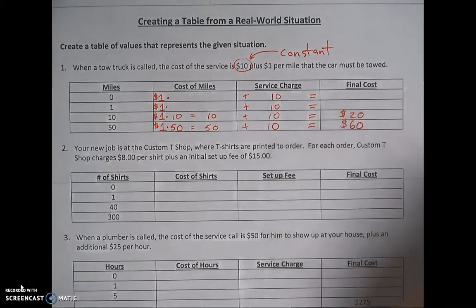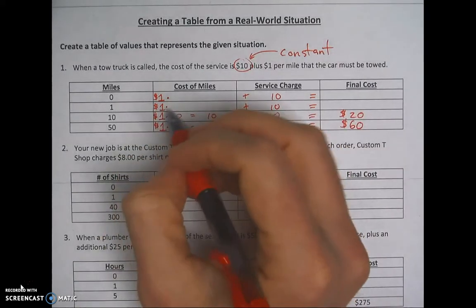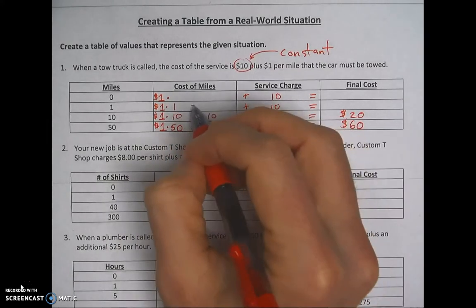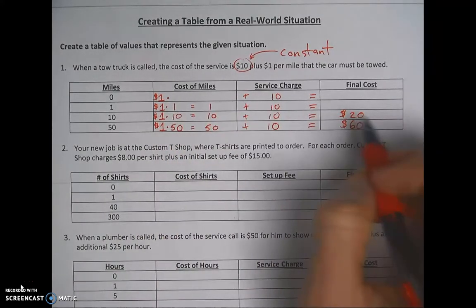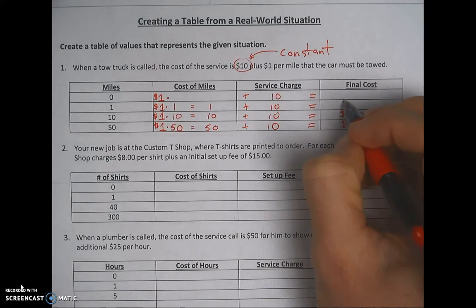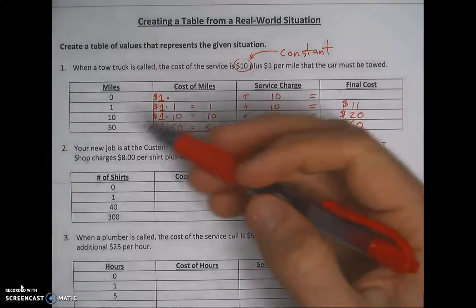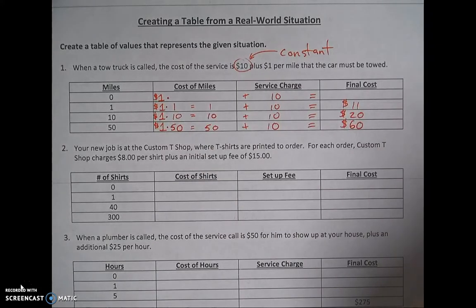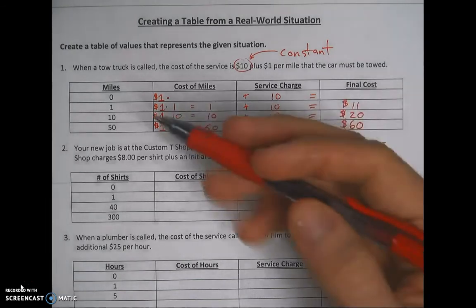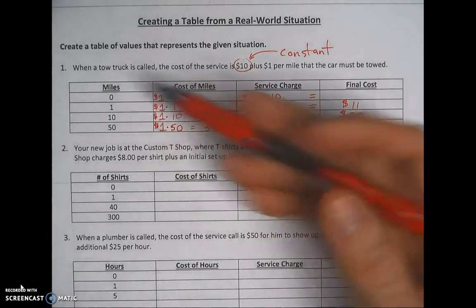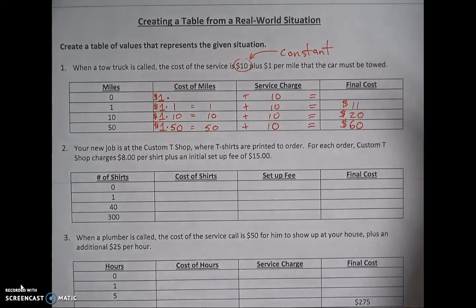That's $20 total. If I was only towed 1 mile, then I'm being charged $1 for that mile, plus the $10 service charge, so total final cost $11. And now 0 miles, and here's where some people can get a little too literal with this. We don't need to argue over whether, if I was towed 0 miles, I would be charged at all. We're basically trying to build an equation here. So 0 is a value that we could plug in.